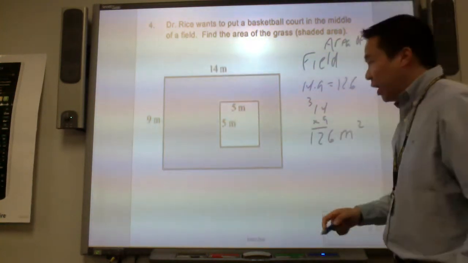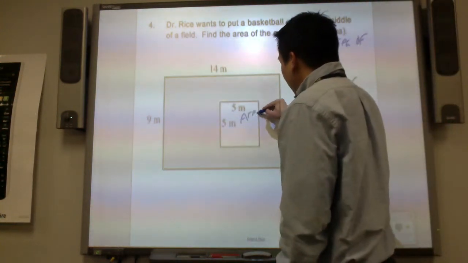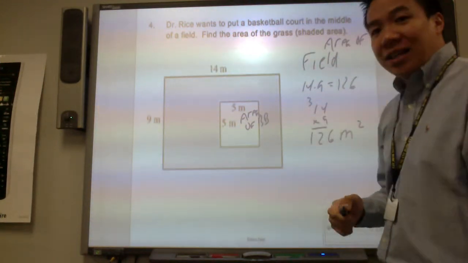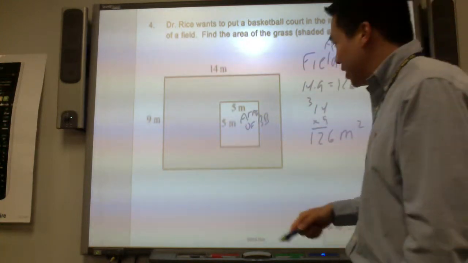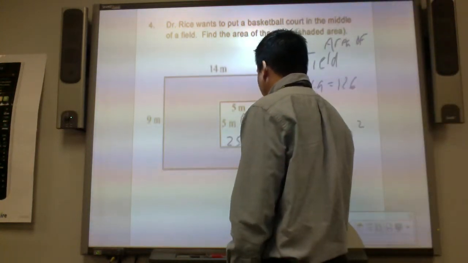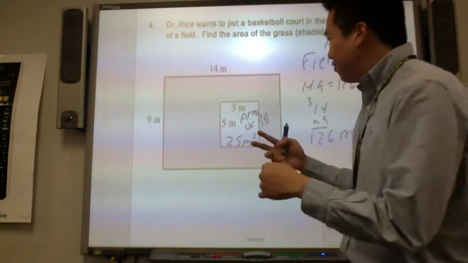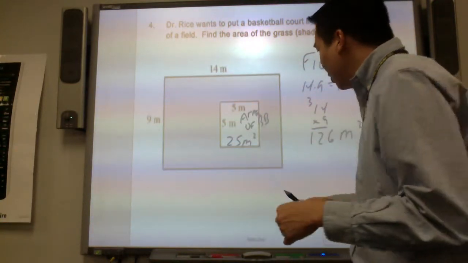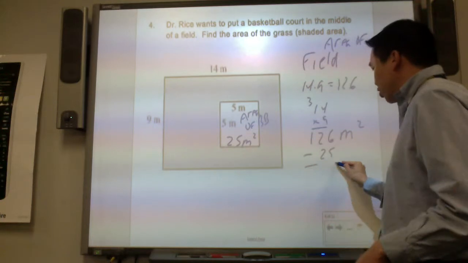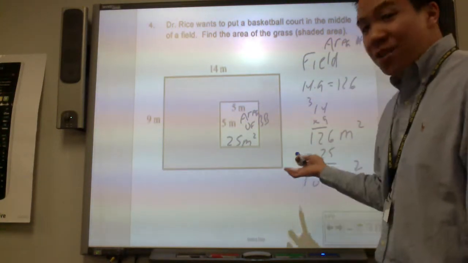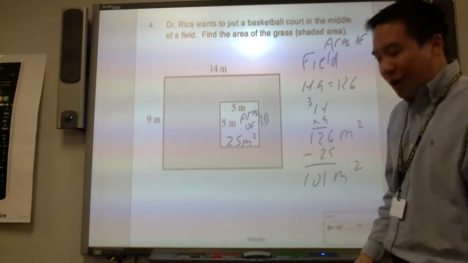What's the area of the basketball court? 5 base times height or length times width. 5 times 5 is 25 square meters. Is this shaded? No. If I physically got a scissor and cut it out, so I need to subtract this. So all you have left, the shaded region or the field, the grass part, is 101 square meters.